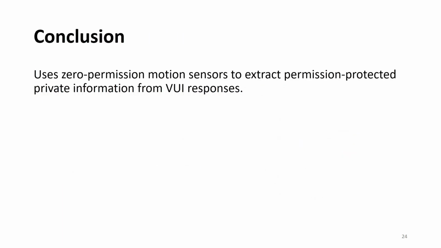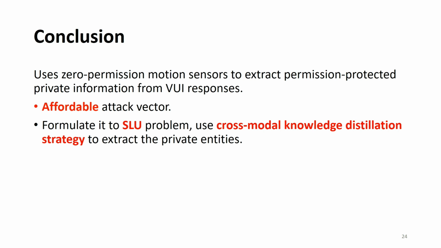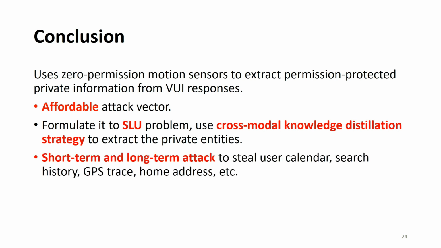So to conclude, we are trying to use the zero-permission motion sensor to extract permission-protected private information from VUI responses. We achieve an affordable attack vector, formulate it as an SLU problem, and use a cross-modal knowledge distillation strategy to extract the private entities. We also designed short-term and long-term attacks to steal explicit permissions like your calendar, search history, GPS trace, or even your home address. Finally, in our paper, we also designed a defense mechanism using speech predistortion, which distorts the low-frequency part of voice replies but does not sacrifice the quality of the speech.